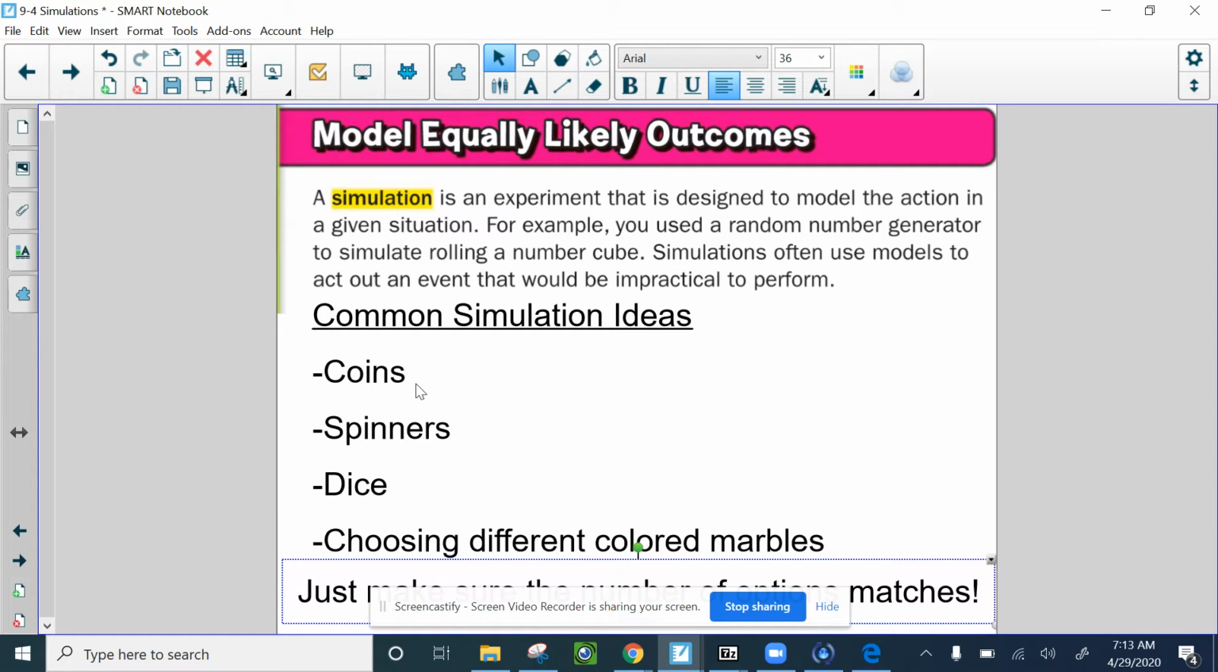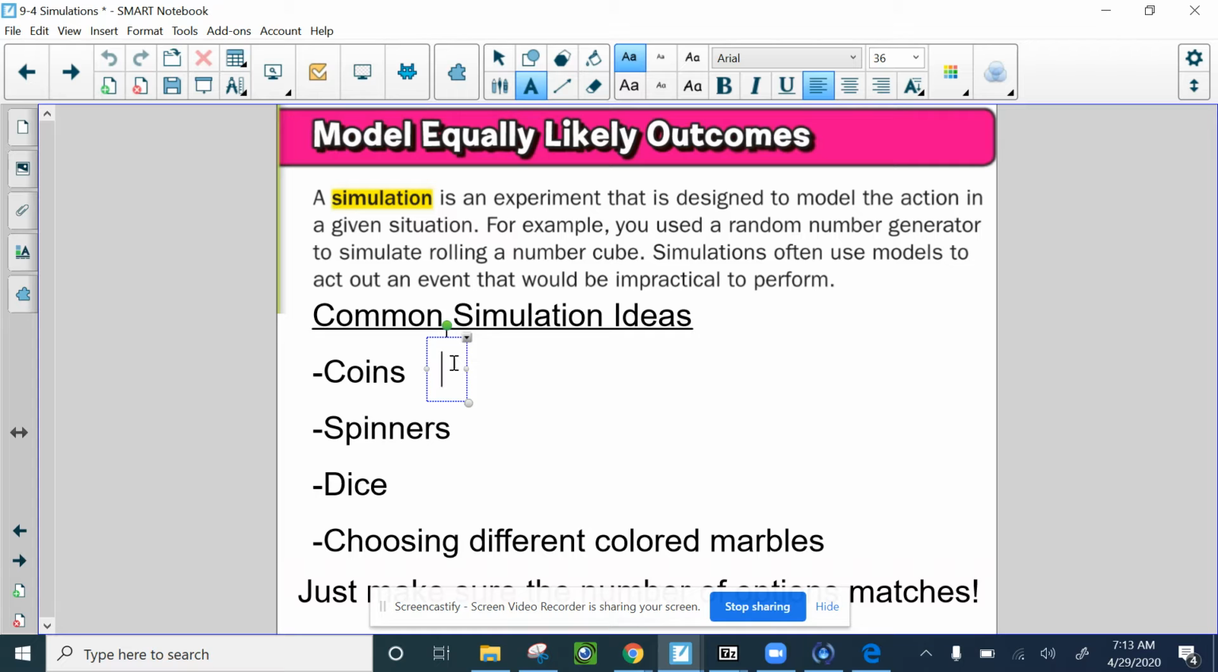If I were to use coins this time, I couldn't just use one coin. However, we learned the other day that if I flip two coins, then I would have four different options. I can get heads, heads; heads, tails; tails, heads; and tails, tails. So I could have A be heads, heads, B be heads, tails, and so on.